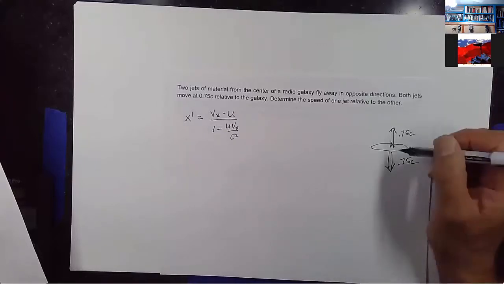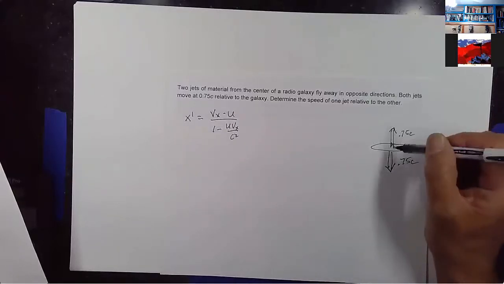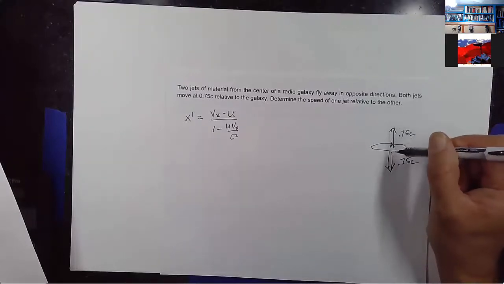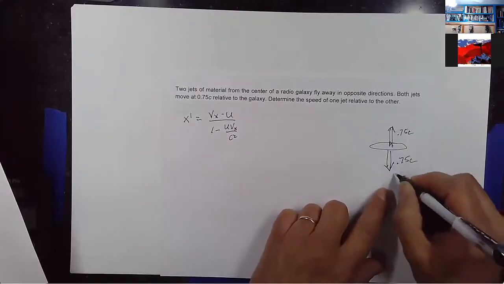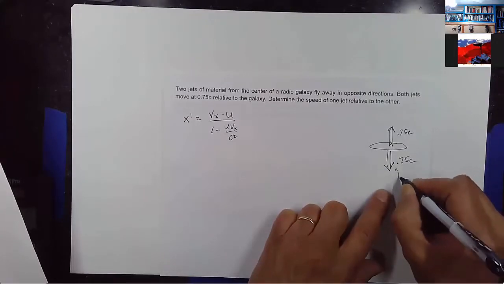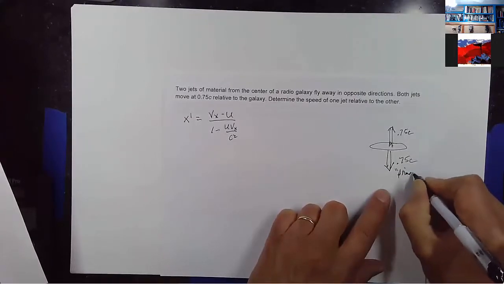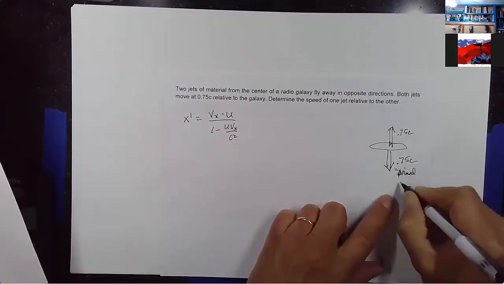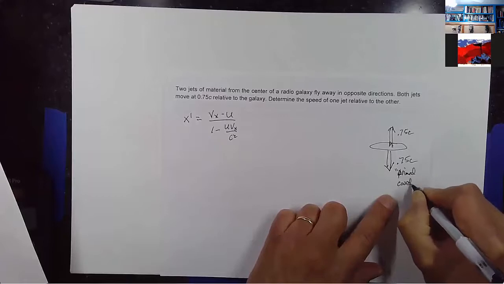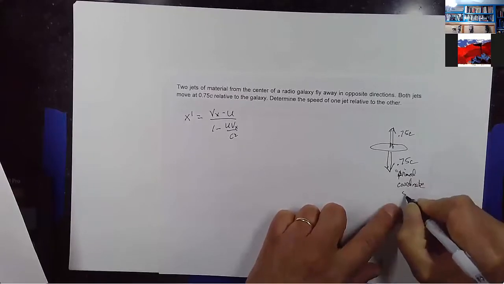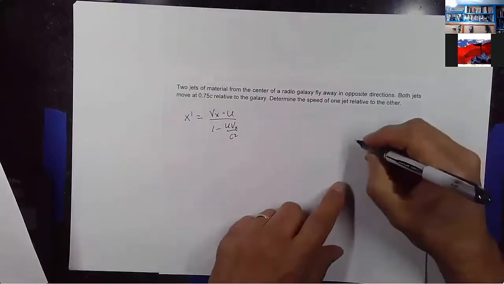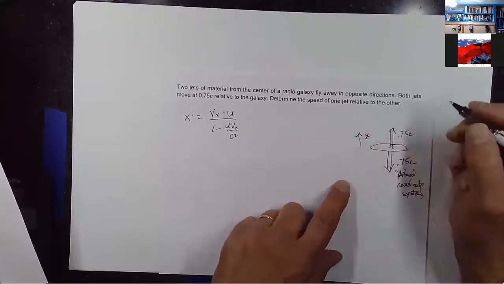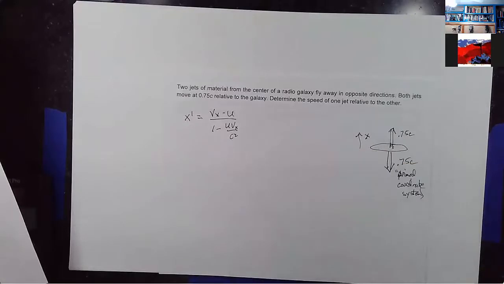But we can pick one of these jets as being our favored frame of reference, maybe this one. And so we can think of this as being our primed coordinate system. That's P-R-I-M-E-D. That's the jet that's headed down here. And we can let x be positive in this direction, or x and x prime be positive in that direction. So anything that's going in that direction is positive.